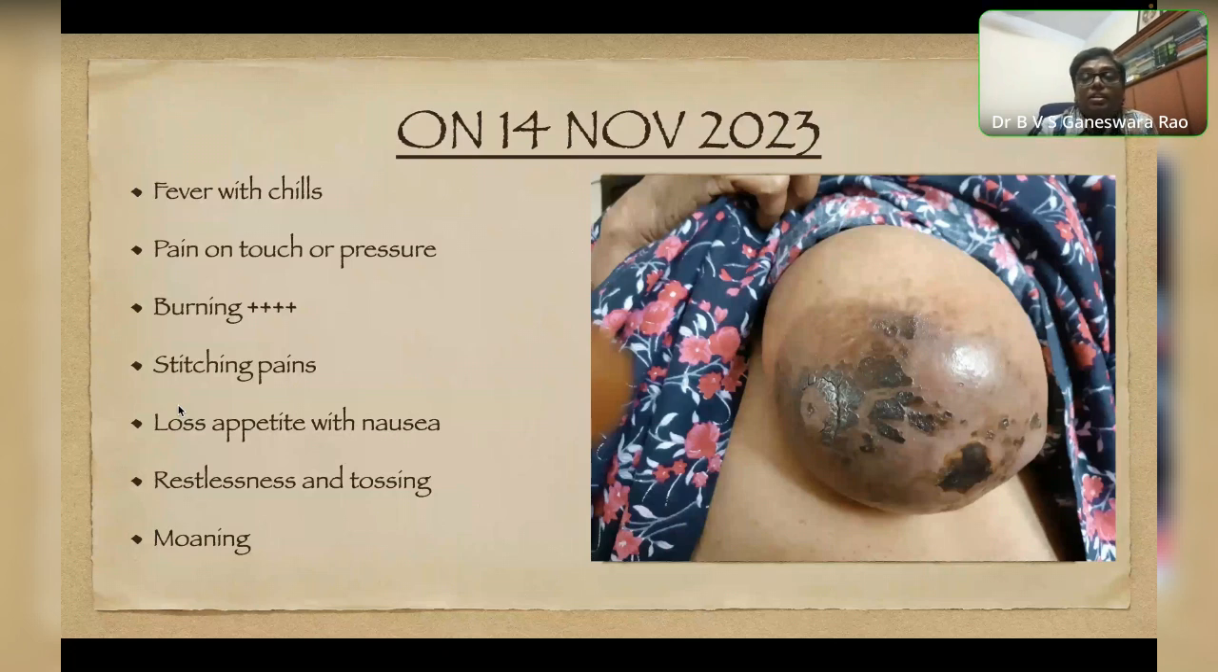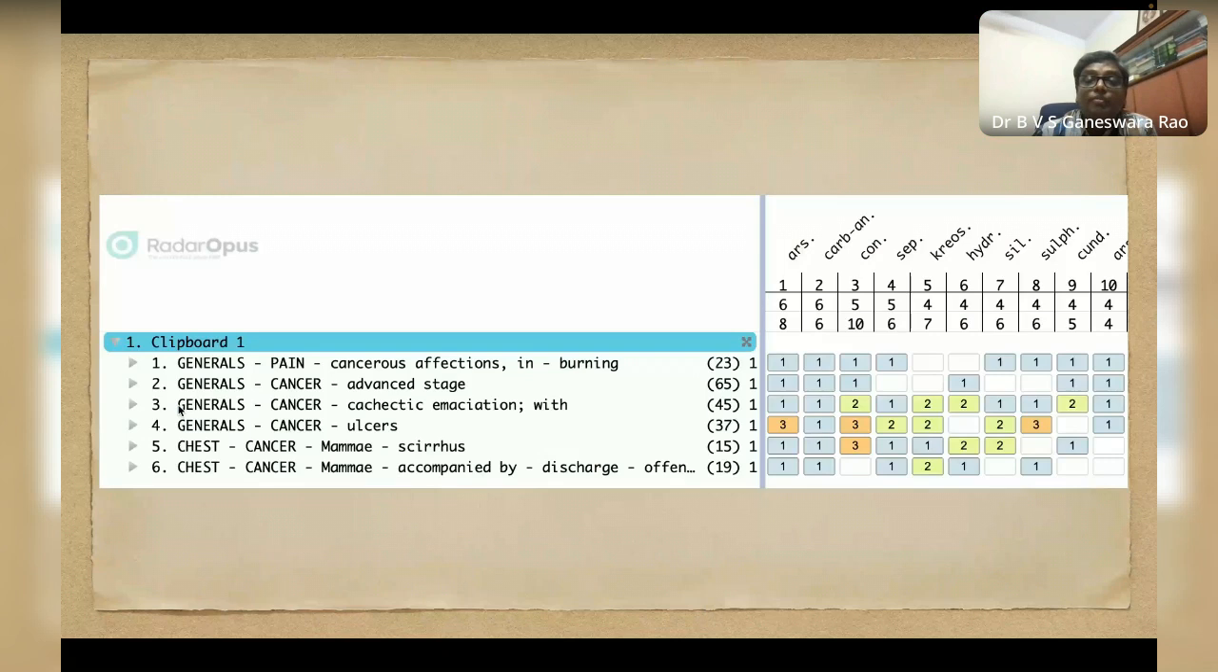With this picture, we had symptoms like fever with chills, pain on touch and pressure, severe burning pains, stitching pains, loss of appetite with nausea, restlessness and tossing, and also moaning. Now once again I repertorized. This was the outcome. Here Arsenicum album and Carbo animalis strongly came out, followed by Conium. Here I am not going to consider the kingdom analysis and all. Just go with whatever is coming up strongly.